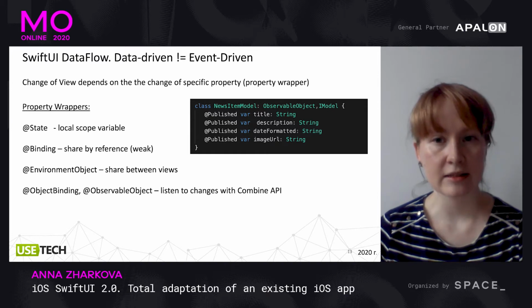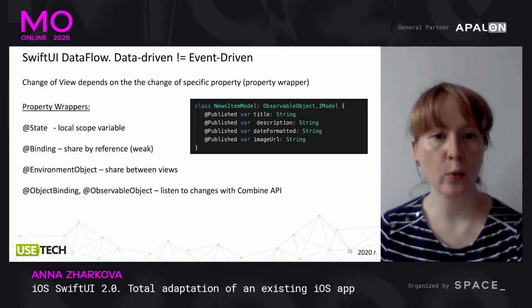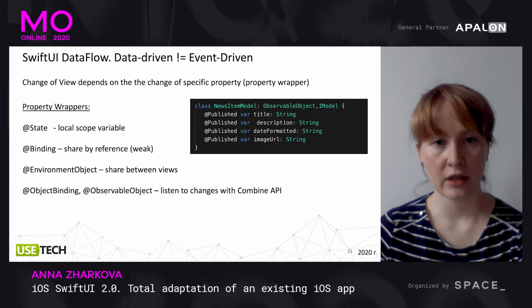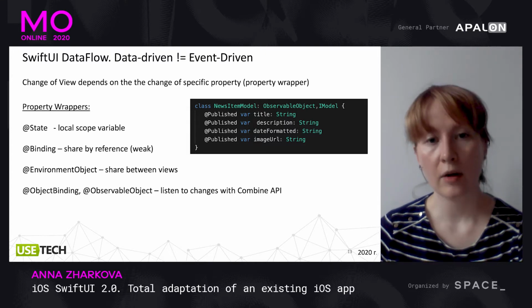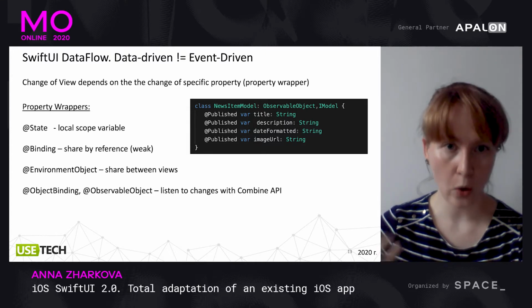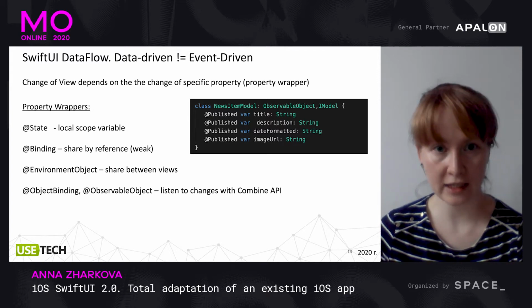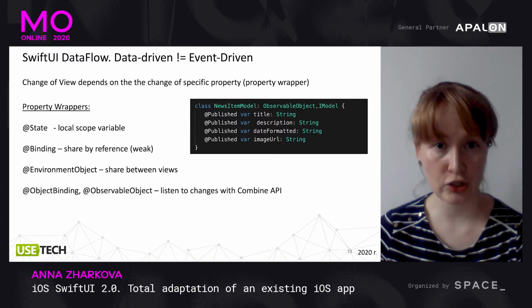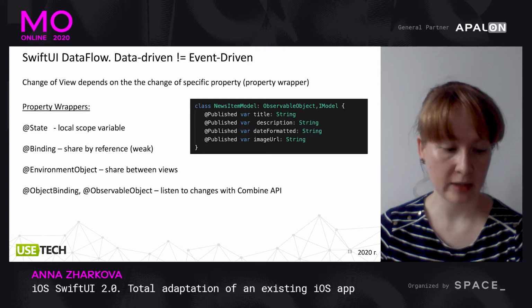Binding is just like sharing by reference, like a weak reference. You put your variable into the next view, but your first view holds, and the second view holds only the link to your variable. If it changes the value of your variable, it will affect the original variable.